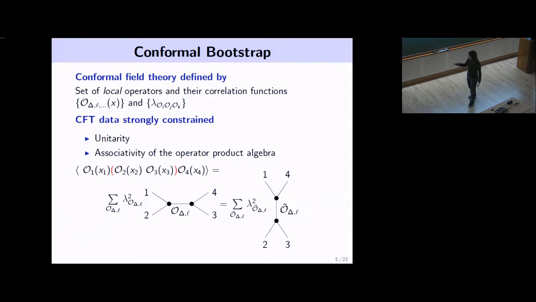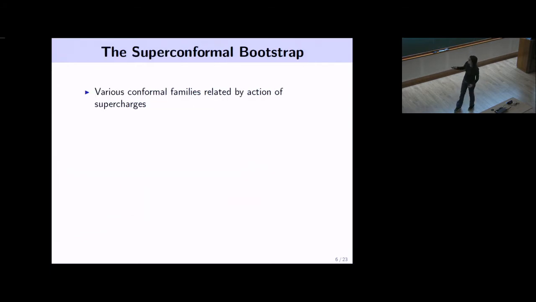Okay, so now you add supersymmetry, and then what? You have a bigger symmetry, and now operators, your conformal families, will be related by the action of supercharges. This organizes operators in a bigger family, but this is still just a finite reorganization, because each superconformal multiplet will have a finite number of conformal multiplets.